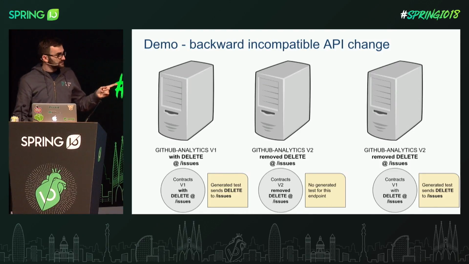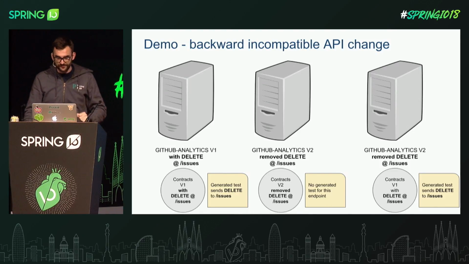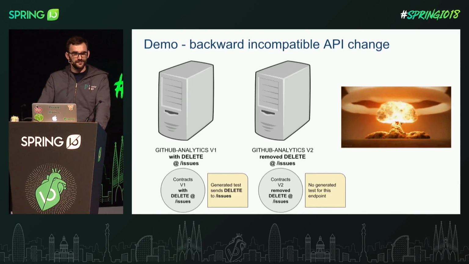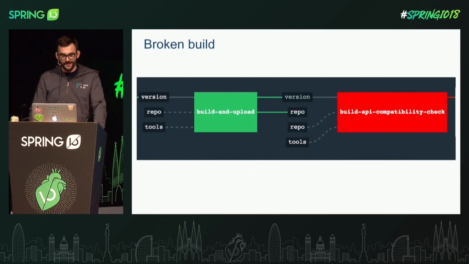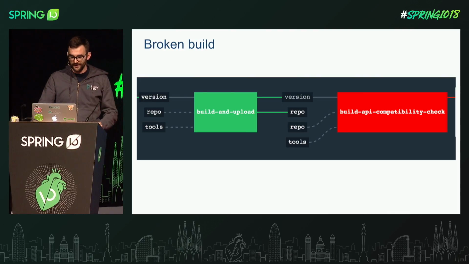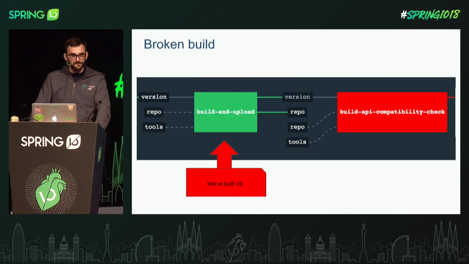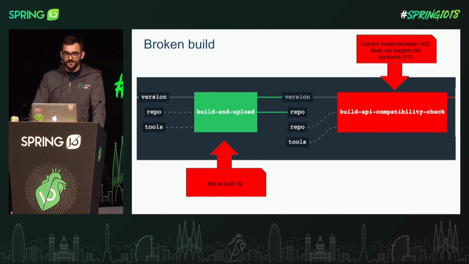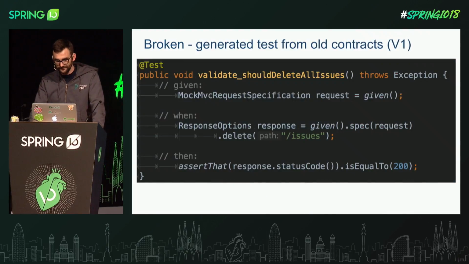So this will fail. Why? Because from the contracts from V1, we generate tests. So there's going to be a big boom, since the generated tests will fail, right? And this is what happens at the second step of our pipeline. At the first step, we say, we've built V2. But on the second step, we say, current implementation V2 is not compatible with contracts of V1. Because this test is generated from old contracts, but there is no such endpoint. So this test will break.